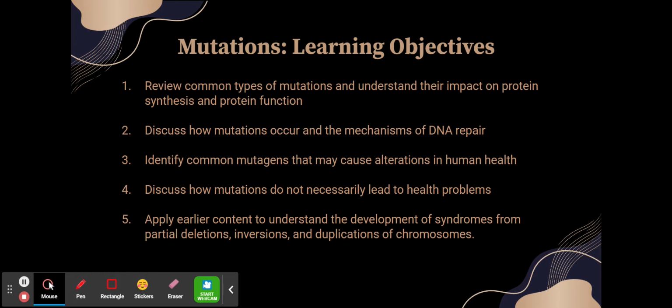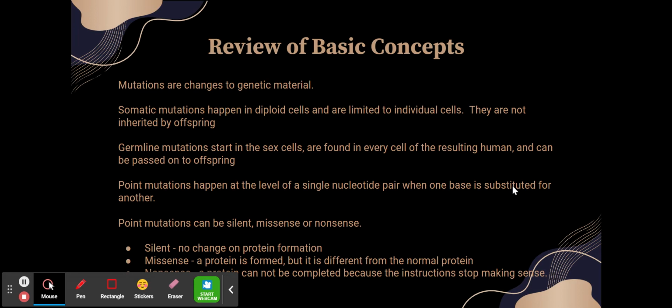We'll identify common mutagens. Those are those environmental agents or toxins that cause alterations in the genome and therefore human health. And we'll discuss how mutations don't necessarily lead to health problems. Not all of them are harmful, and they are common. And then we'll apply some earlier content to understand how illness develops from things like deletions, inversions, and duplications of chromosomal material. Usually it's a partial chromosome that's involved, but there's multiple genes maybe on that piece.